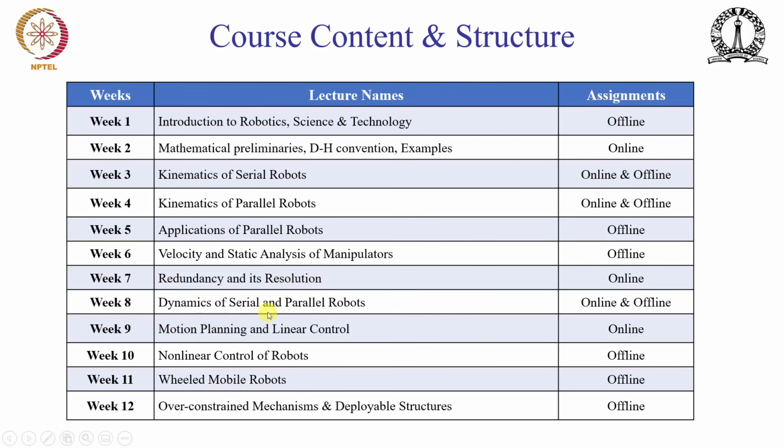In week 8, we look at the dynamics of serial and parallel robots. In weeks 9 and 10, we look at motion planning, linear control, and nonlinear control of robots. In week 11, we will look at wheeled mobile robots. Here again, the focus will be on the mechanics of wheeled mobile robots. We are not going to look at obstacle avoidance or simultaneous localization and mapping and so on, which are also important areas in wheeled mobile robots. In week 12, we will look at over-constrained mechanisms and deployable structures.